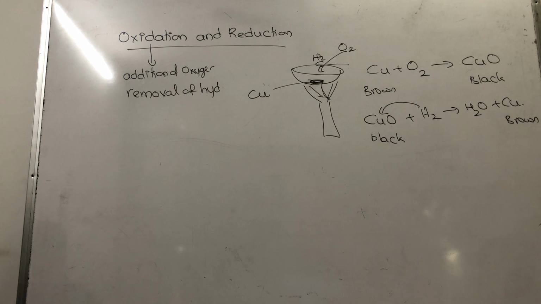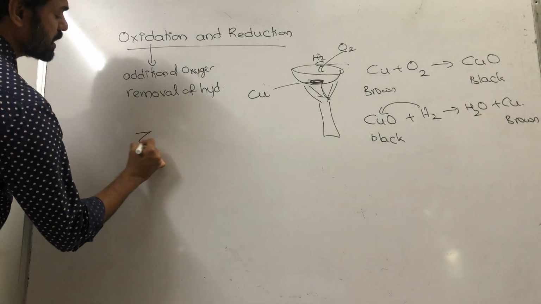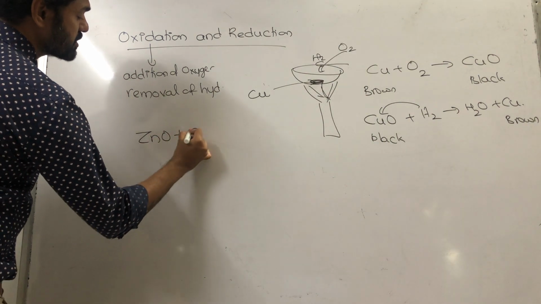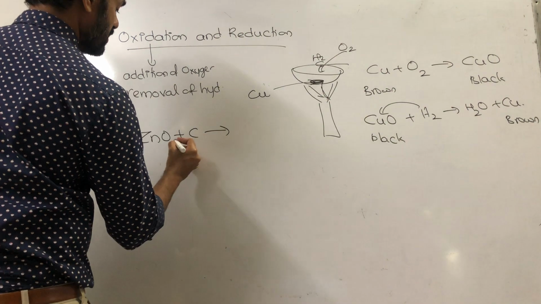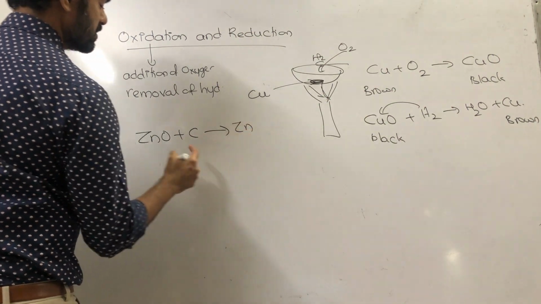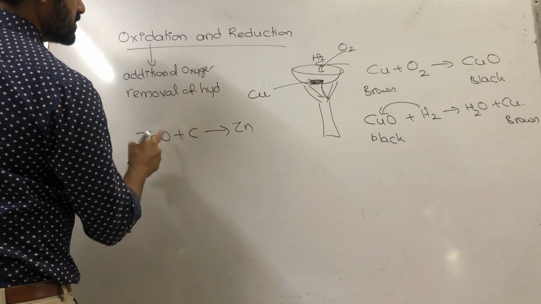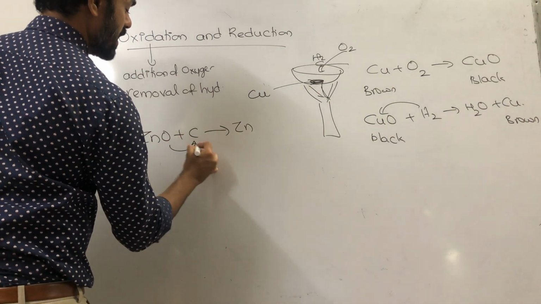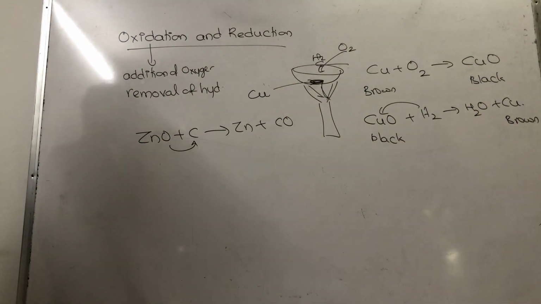Now, to take a few more examples, like they have given in the textbook, the reaction of zinc oxide plus carbon. We use this reaction in the metallurgical industry. What happens? The carbon displaces this oxygen and the oxygen gets combined with carbon and it forms zinc plus carbon monoxide.